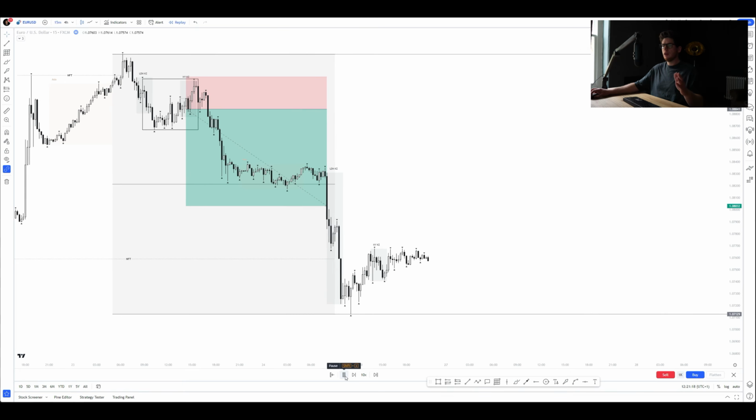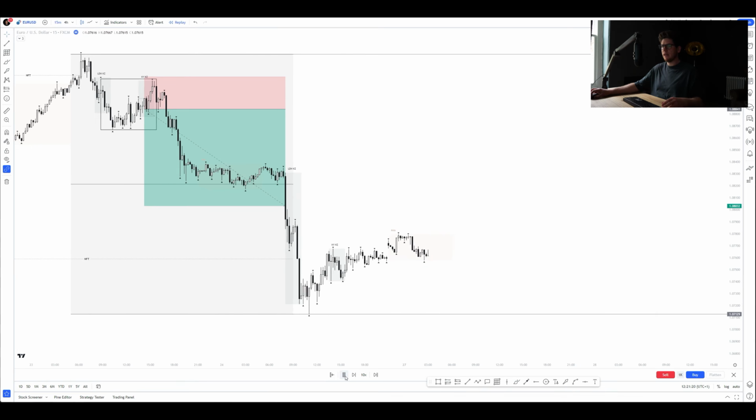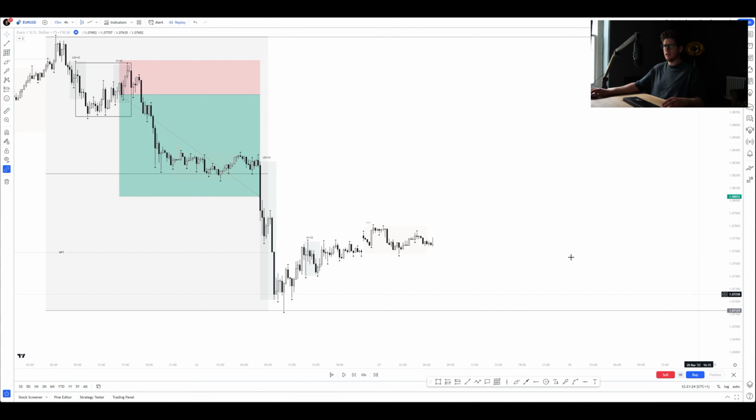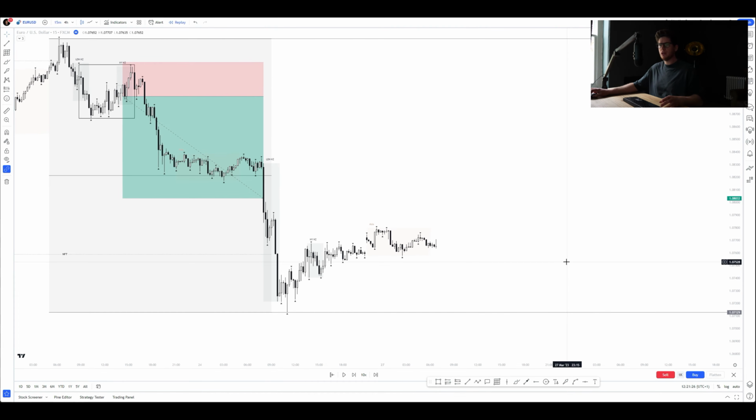So New York's over. Let's just shift through Asia because we're not trading that. There's no need to look at price action and what's been forming at that time. One thing we do need to do though is trail our 15-minute range box and make sure that we're caught up with current price.